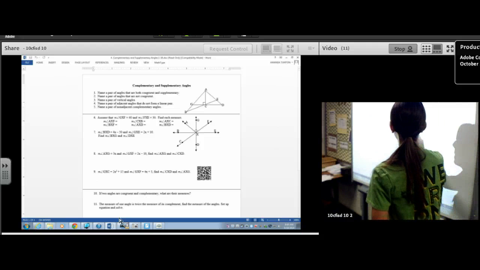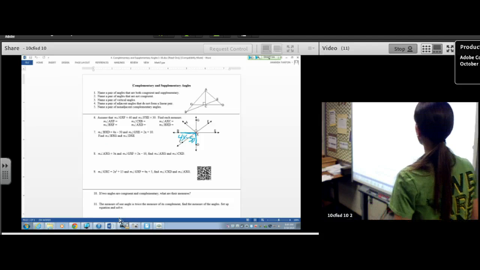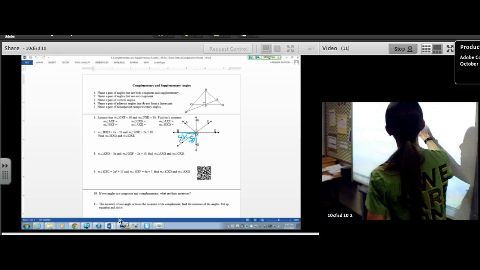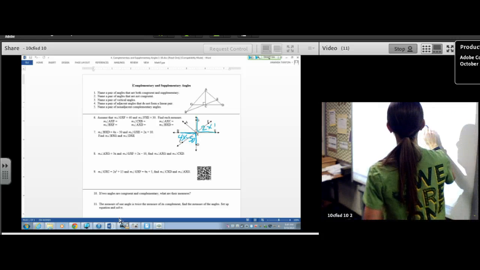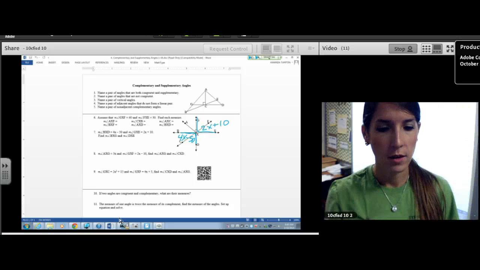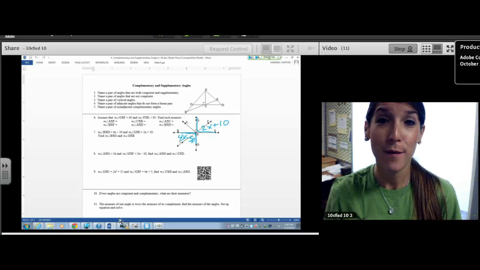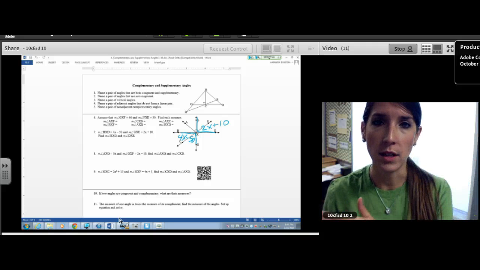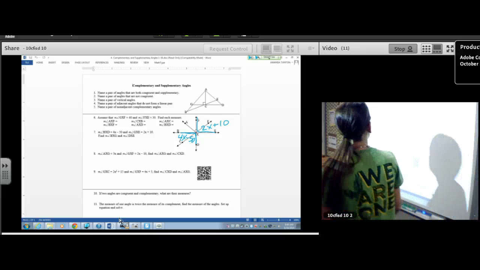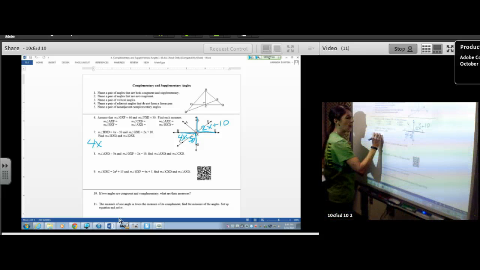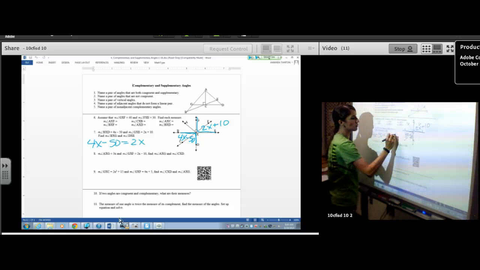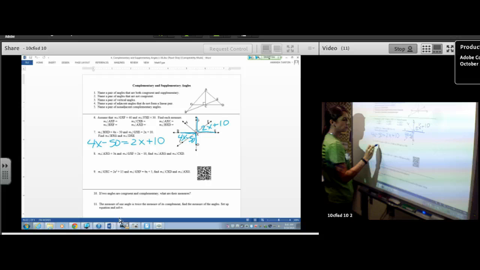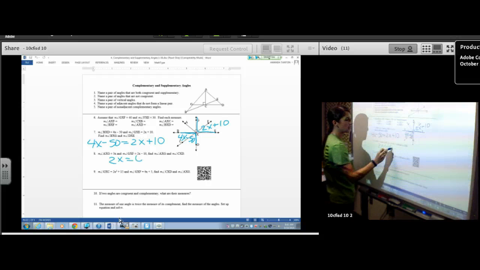7, BXD is 4x minus 50. And GXE is 2x plus 10. What's the vocab word for those angles? Vertical angles. Vertical angles, I made you write this in your notes, are always congruent. Every time, always congruent. So congruent means I can set them equal. 4x minus 50 equals 2x plus 10. 2x equals 60. X is 30.